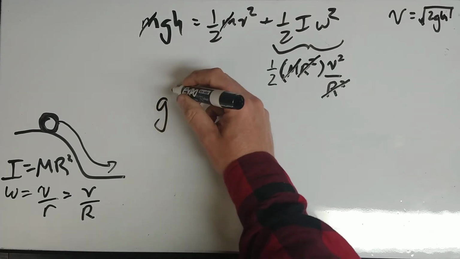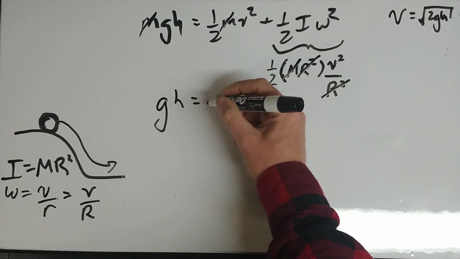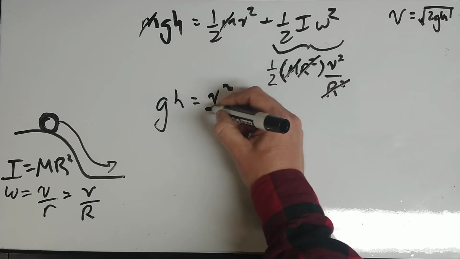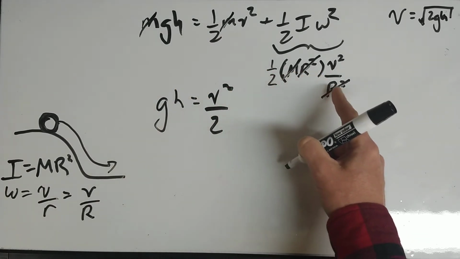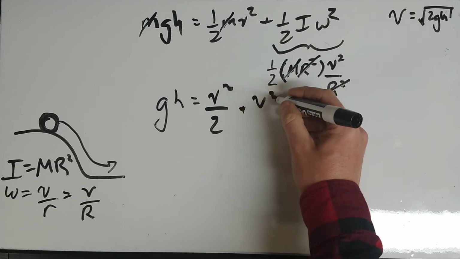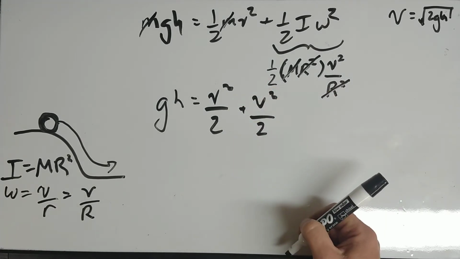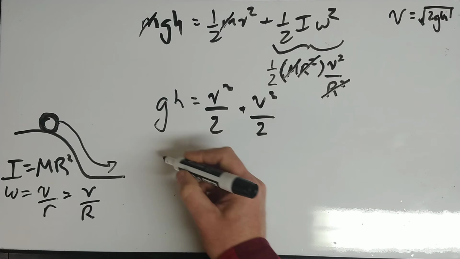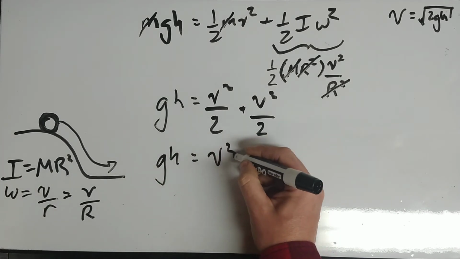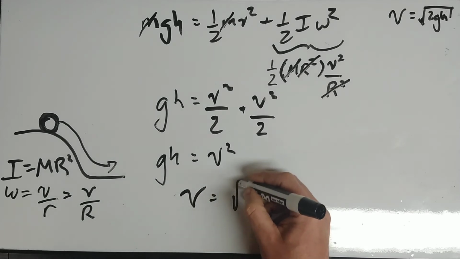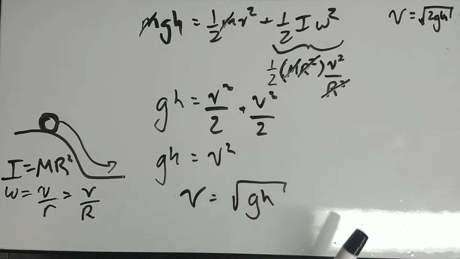So now let me rewrite. And this is the way I wrote up the solutions for you. v squared over 2. And for this one, it ends up being, let me keep track here, also v squared over 2, which is kind of nice. You get gh equals 1/2 plus 1/2 v squared. You get the speed of the hollow hoop at the bottom is radical gh.